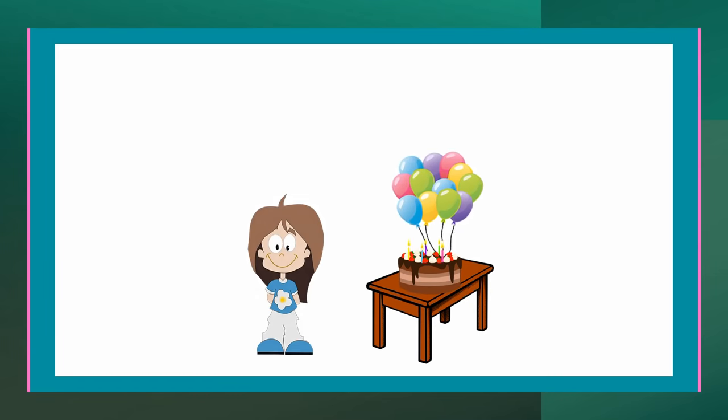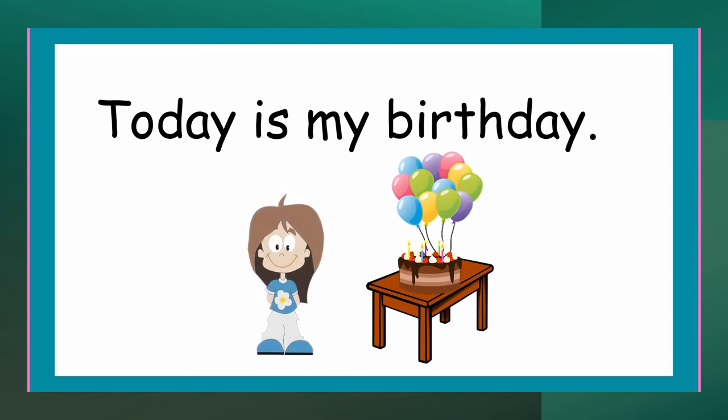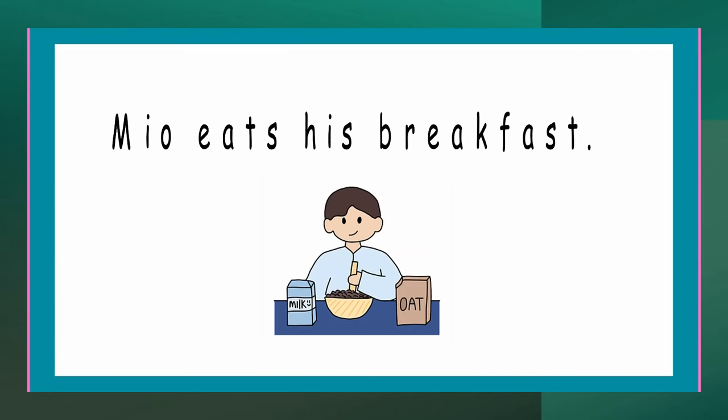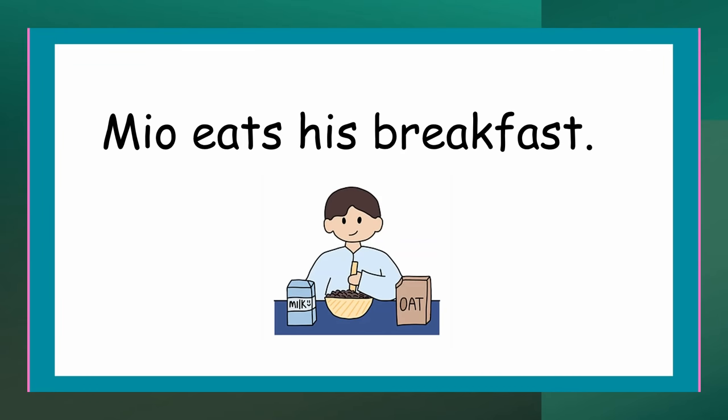For example, today is my birthday. It's your turn to read. Good job! This kind of sentence is declarative or telling sentence because it gives an information. It begins with capital letter and ends with a period. Mio eats his breakfast. It's your turn. Good job!